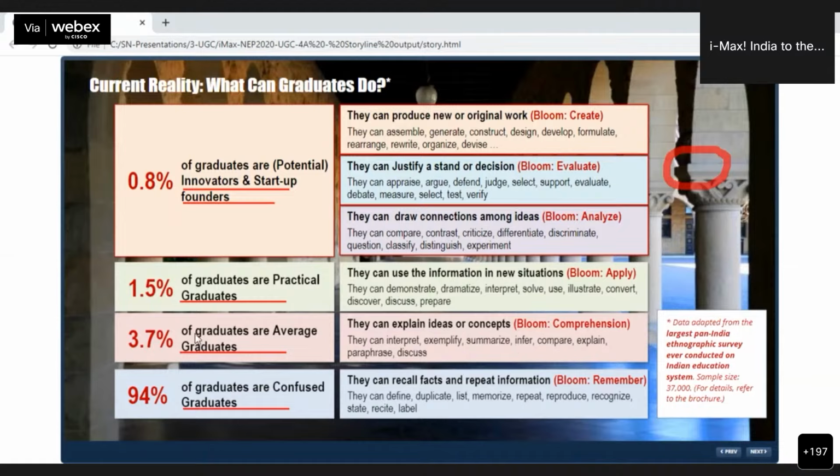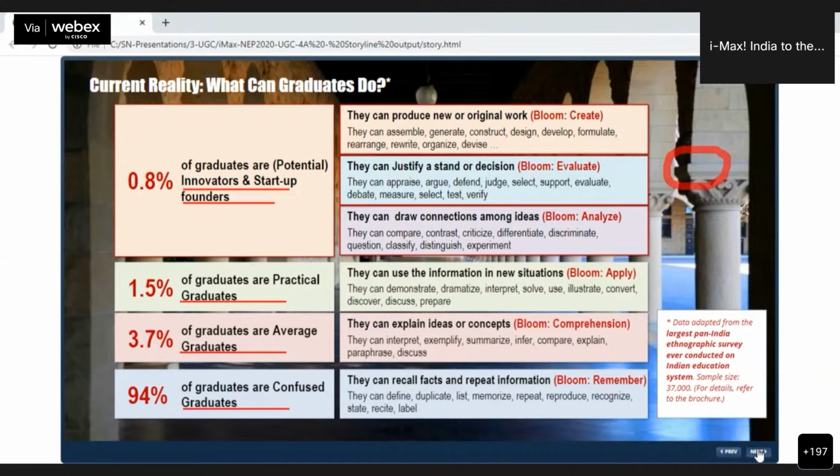The second level is 3.7% of graduates, who are average graduates. They have their own opinion and comprehension. Most of the software companies select students with these capabilities. And above that, 1.5% of graduates are practical graduates, meaning they can use the information in new situations. That means the company can at least entrust them with some job without much supervision. But the most difficult thing is the higher order thinking, the top three levels. On a pan-India basis, we have only 0.8% of graduates at this level.